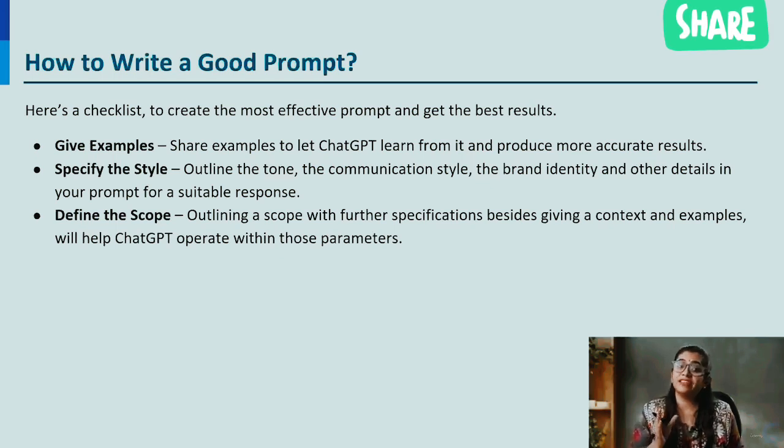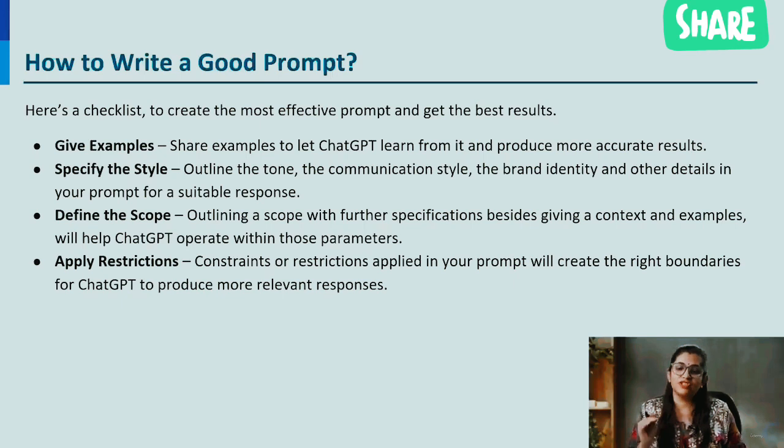Next is defining the scope. When you outline the scope with specifications, besides giving context and examples, ChatGPT operates within those parameters. For example, temperature: when you say, okay, I want it to be creative, my temperature is this. I want my top P to be this, right? You are defining the scope for your ChatGPT.